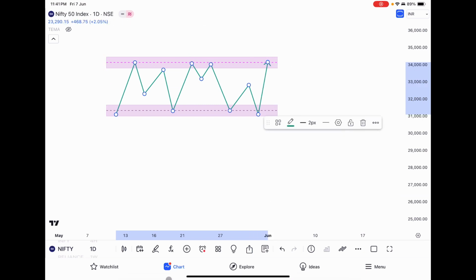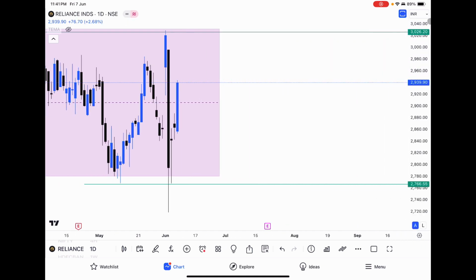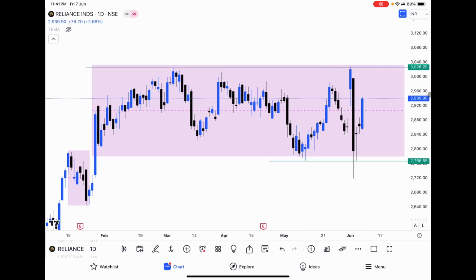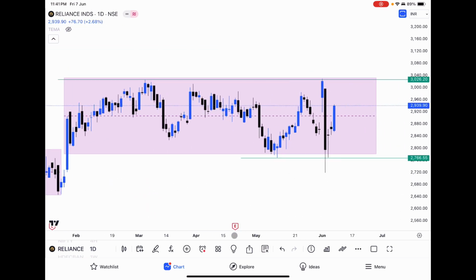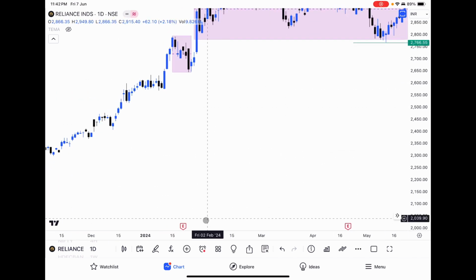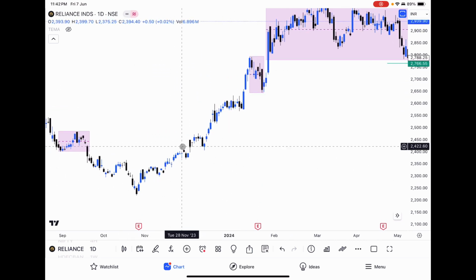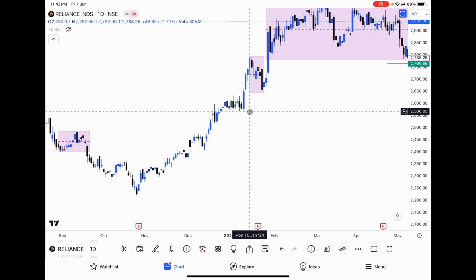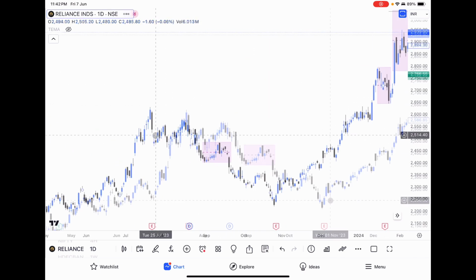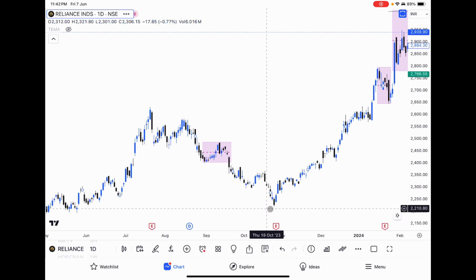Let's get into some examples. All right. What is this? You can see easily that this is a sideways market. What is this? This is an uptrend market. Price is making higher highs. What is this? This is a downtrend. Price is making lower lows, lower high, lower low, lower high, lower low.